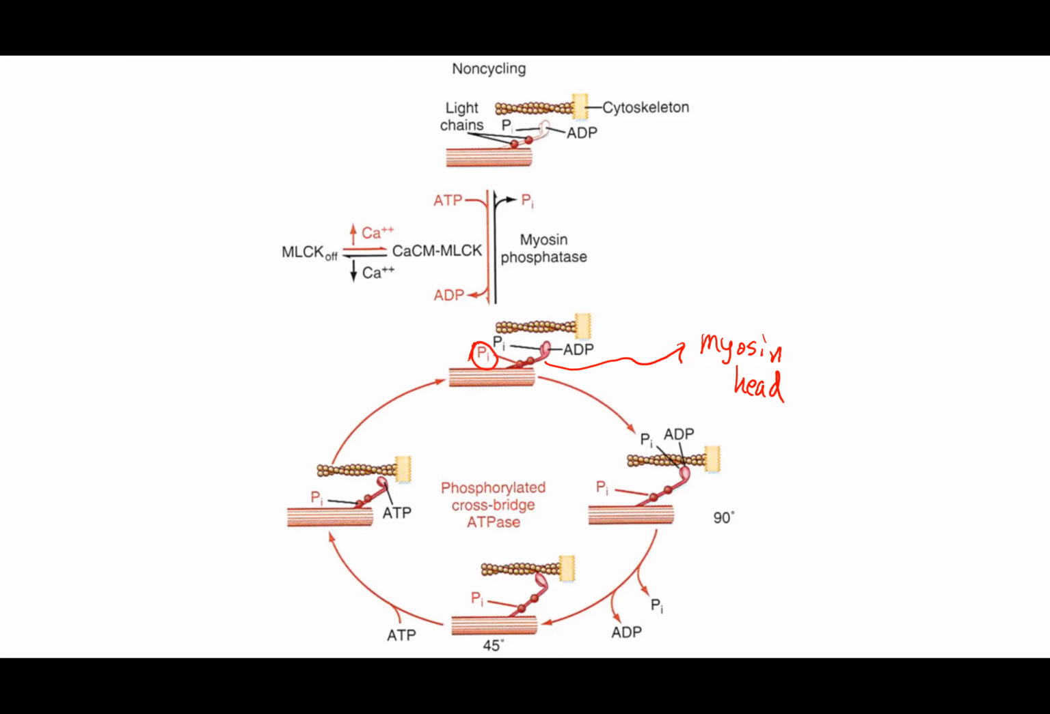What happens is, this head binds to the actin, and when it binds to the actin, it releases the ADP. When the ADP and the phosphate are released, it does the power stroke. When it does the power stroke, it enters its cocked position. When it's in the cocked position, ATP binds again. When ATP binds, it releases the myosin head.